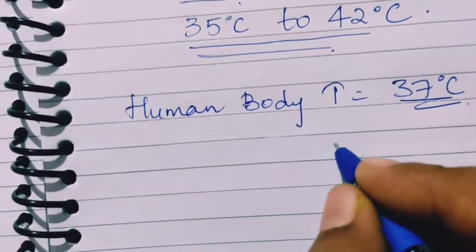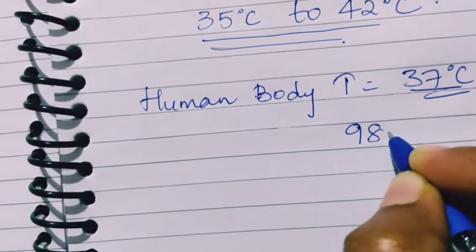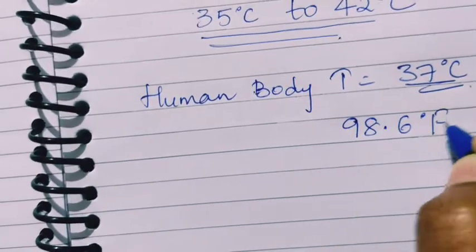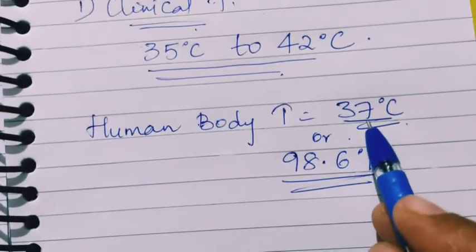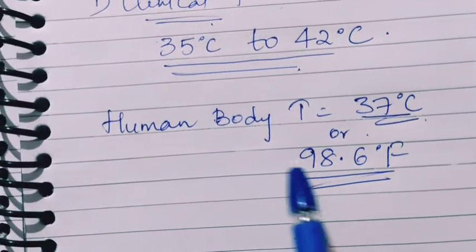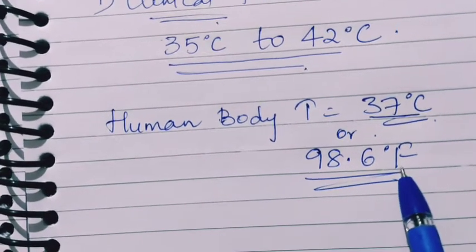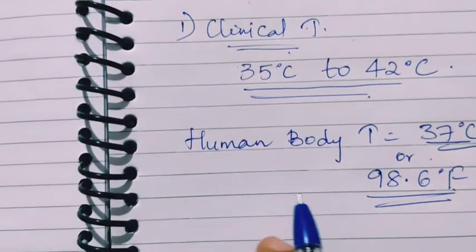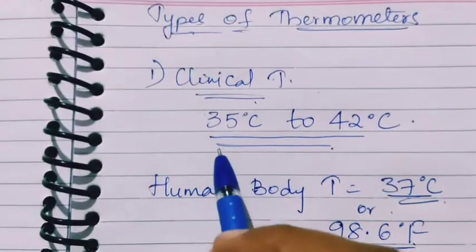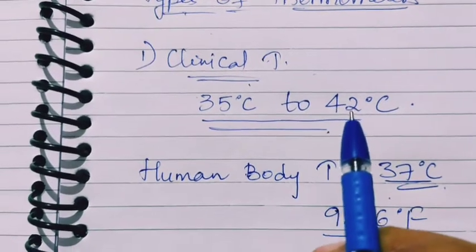When we say it in the Fahrenheit scale, it is 98.6 degrees Fahrenheit. So in Celsius it is 37 degrees Celsius, and in Fahrenheit, the human body temperature is 98.6 degrees Fahrenheit. So this is the normal human body temperature. The clinical thermometer starts from 35 to 42 degrees Celsius.